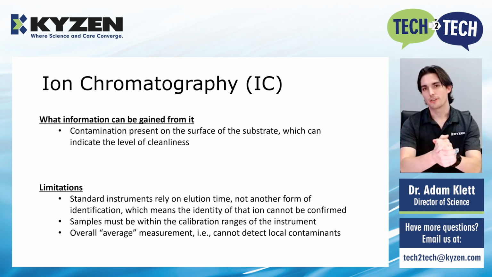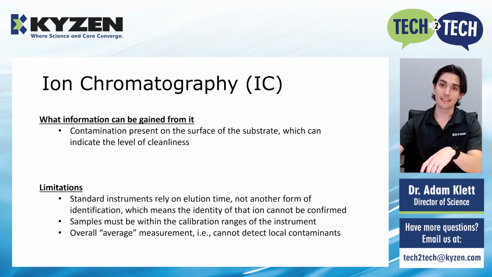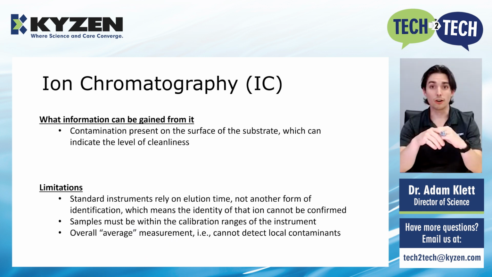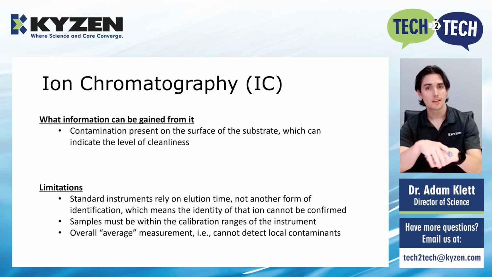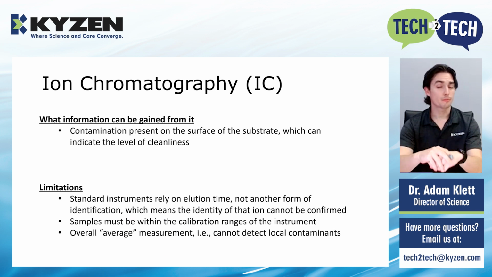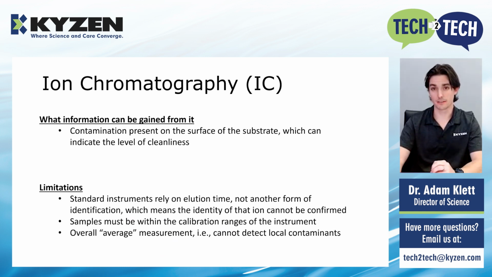So what information can we gain from this test? Well, this test will quantify the amount of ionic contamination present on the surface of a circuit board, which can indicate the level of cleanliness. This method is usually used for process qualification or failure analysis, as it can take many hours to complete a single test. Now, since this method relies on measuring elution times, the identity of those ions can't be guaranteed without another method of detection, like mass spectroscopy.